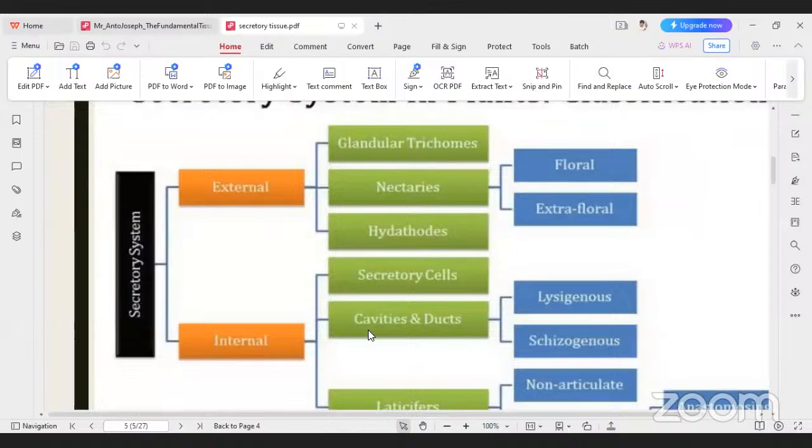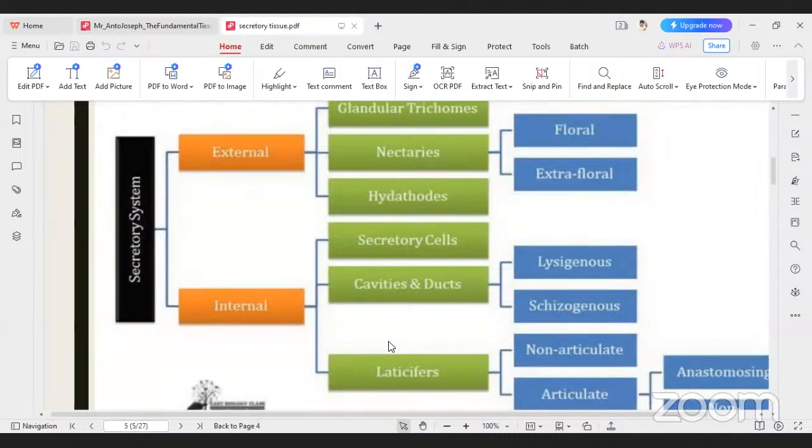Right. And again, the tissue has two types, external and internal. And again internal has three types. These are glandular trichomes, nectaries, and hydathodes. And again, nectaries are floral and extrafloral. Internal: secretory cells, cavity, duct, laticifers. In cavities, two types, lysigenous and schizogenous. Laticifers: non-articulated and articulated.